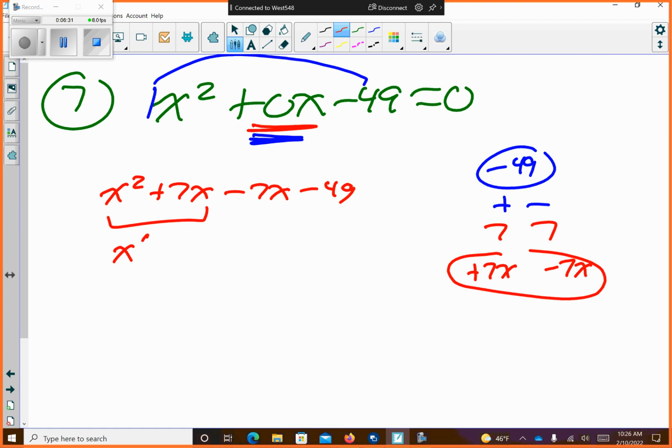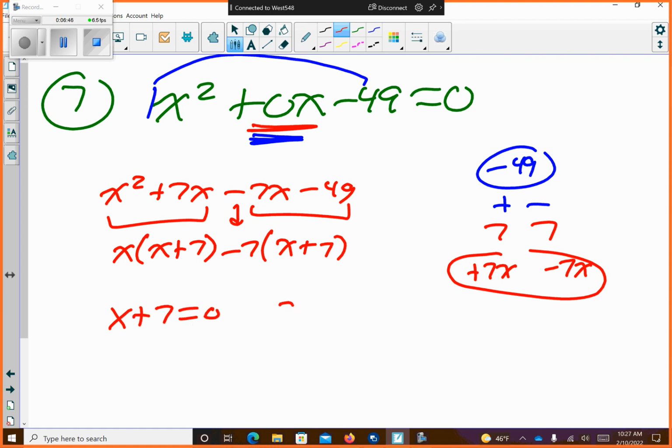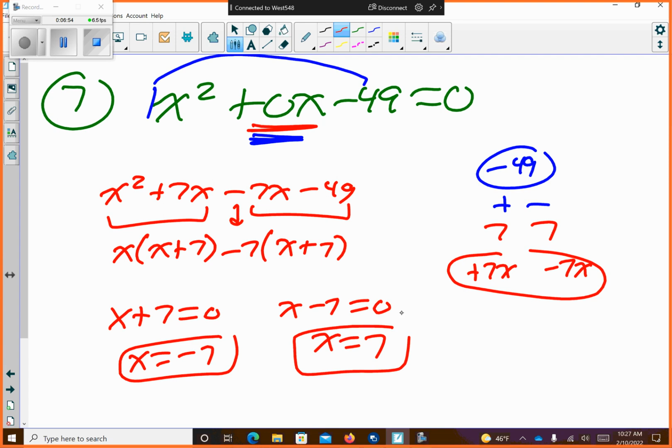Factor out an x. That is going to be a negative 7, so I'm going to change both signs. So now, I don't have to put it as two binomials. I can just say, well, I know I have x plus 7 is equal to 0, and I know that x minus 7 is equal to 0, which means if I subtract 7 here, and if I add 7 here, that's it.